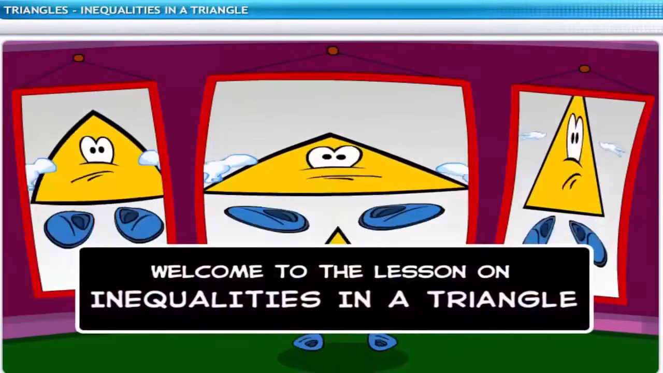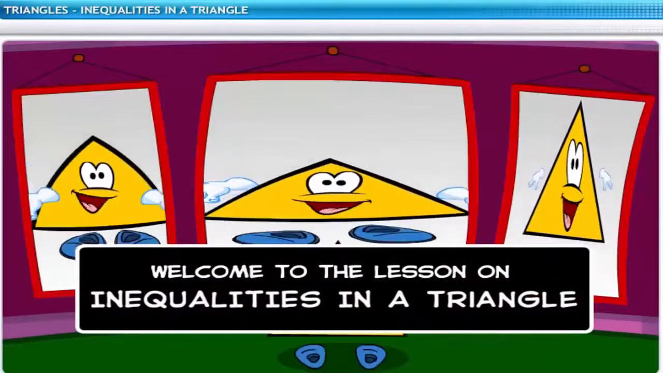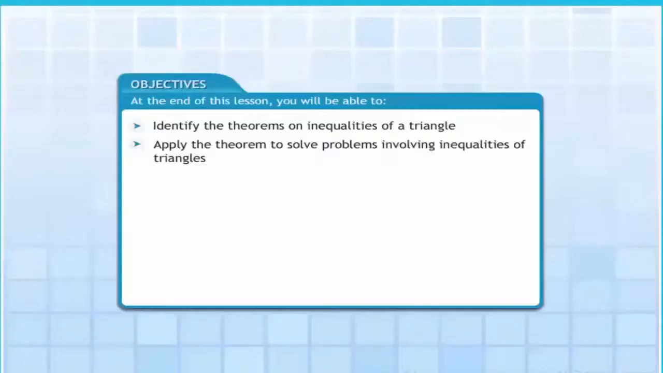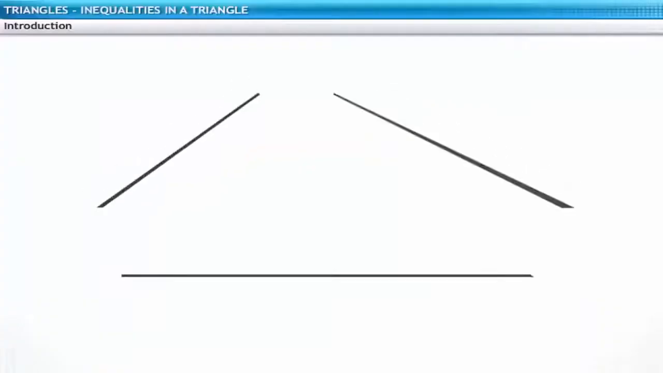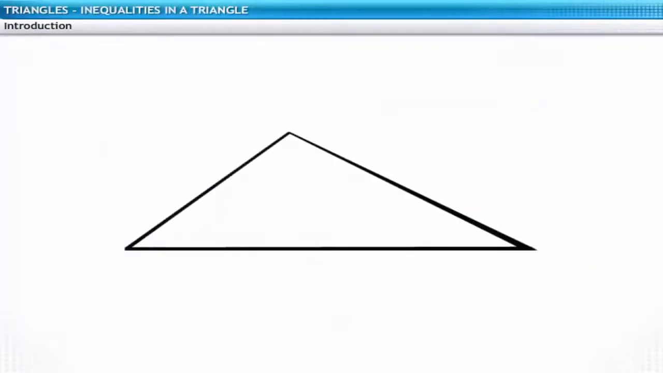Welcome to the lesson on inequalities in a triangle. At the end of the lesson, you should be able to identify the theorems on inequalities of a triangle and apply the theorem to solve problems involving inequalities of triangles. A triangle has three sides. Three angles are included by the three sides.